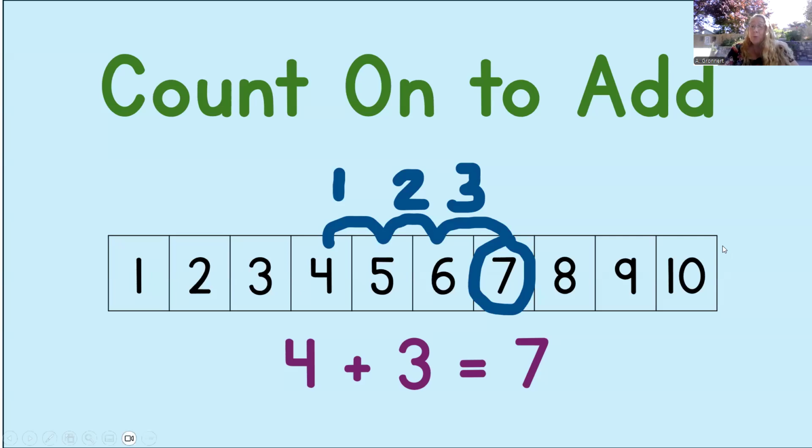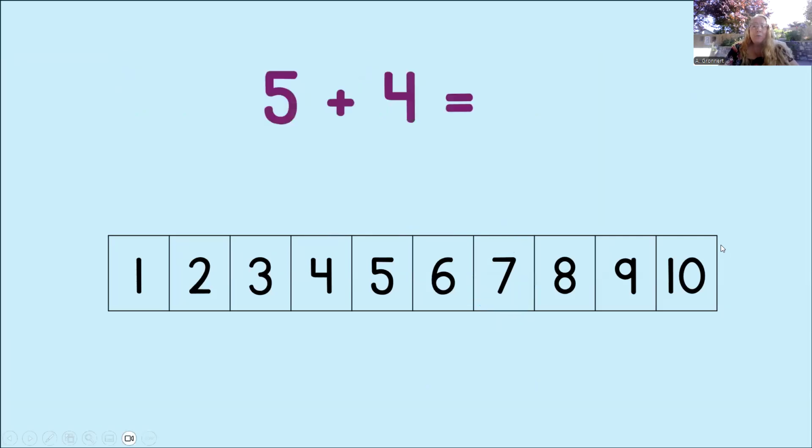What do we do when we want to count on to add? Well, first we look at our equation. The first equation is 5 plus 4. Let's take a look at the first addend. That's the number 5. We start with that and we mark our number line at the number 5, just like this with a dot. Then we look at the second addend. That's the number 4. And we count on 4 to add.